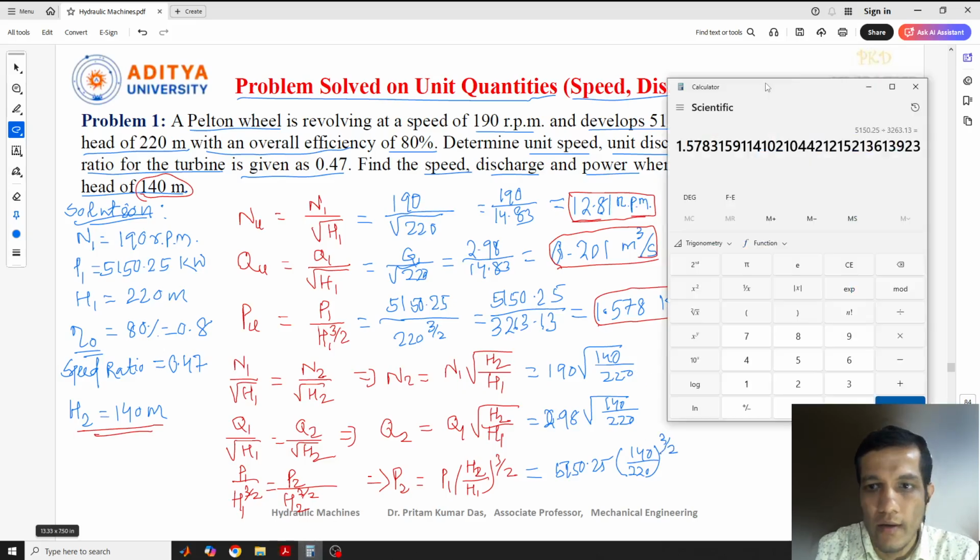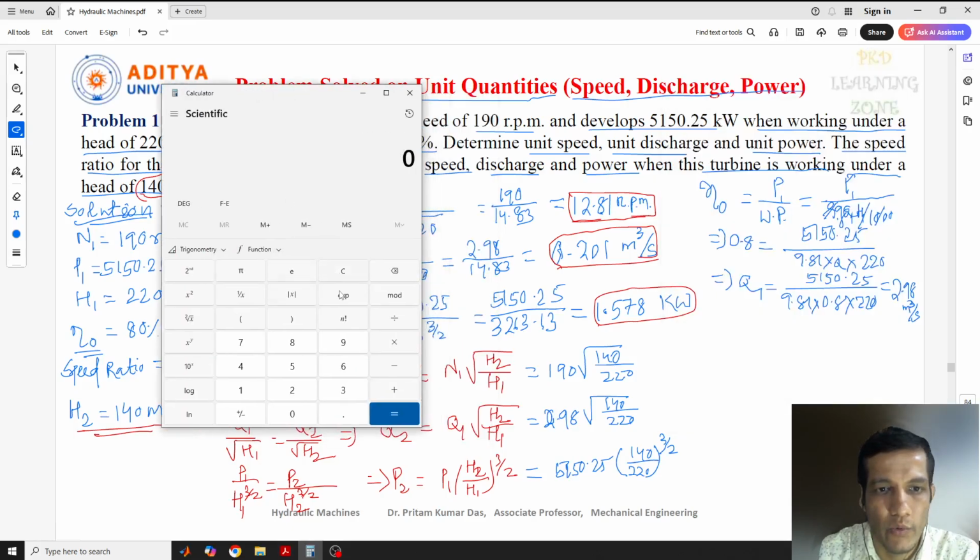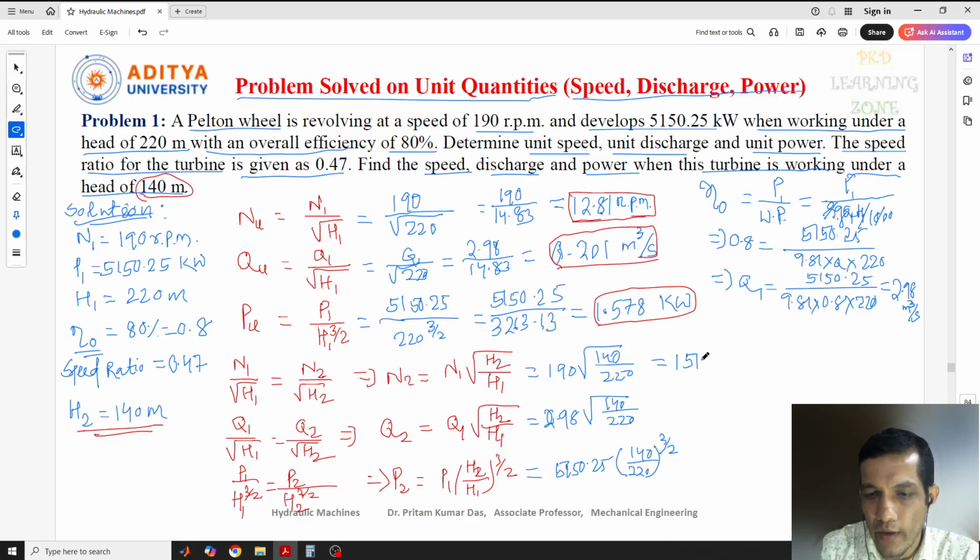So let's solve it one by one. 140 divided by 220, this is the first one, 0.6363. 0.6363 root over is 0.797. Let's multiply by 190. So here we got 151.56, this much RPM.